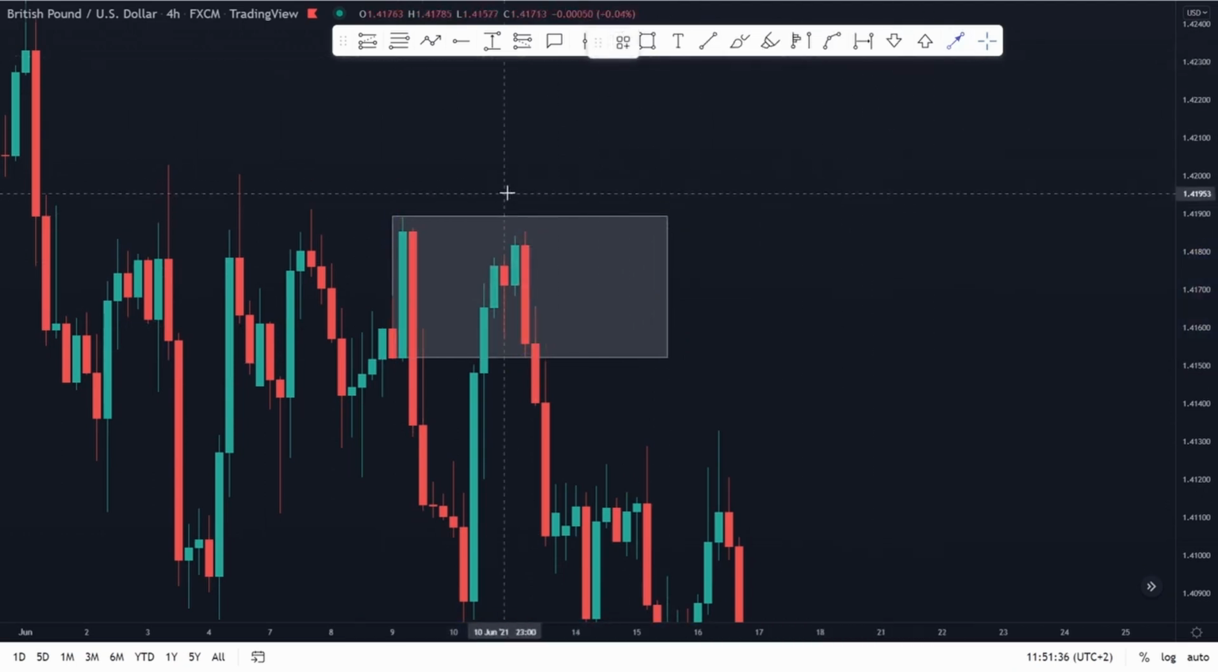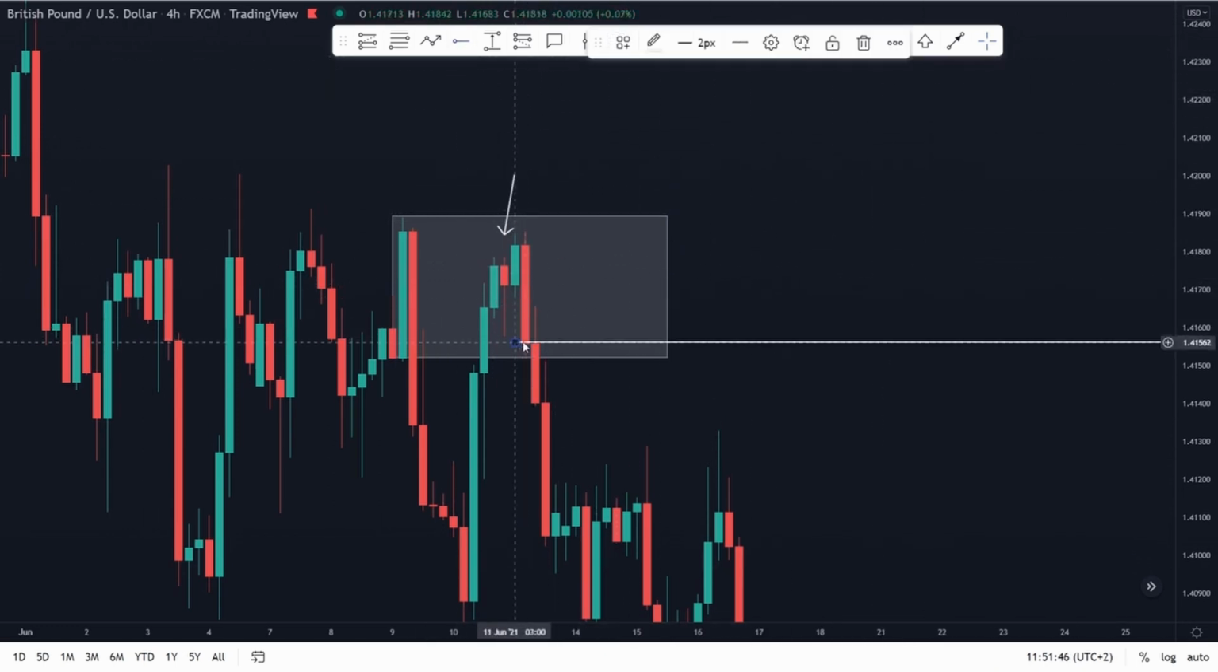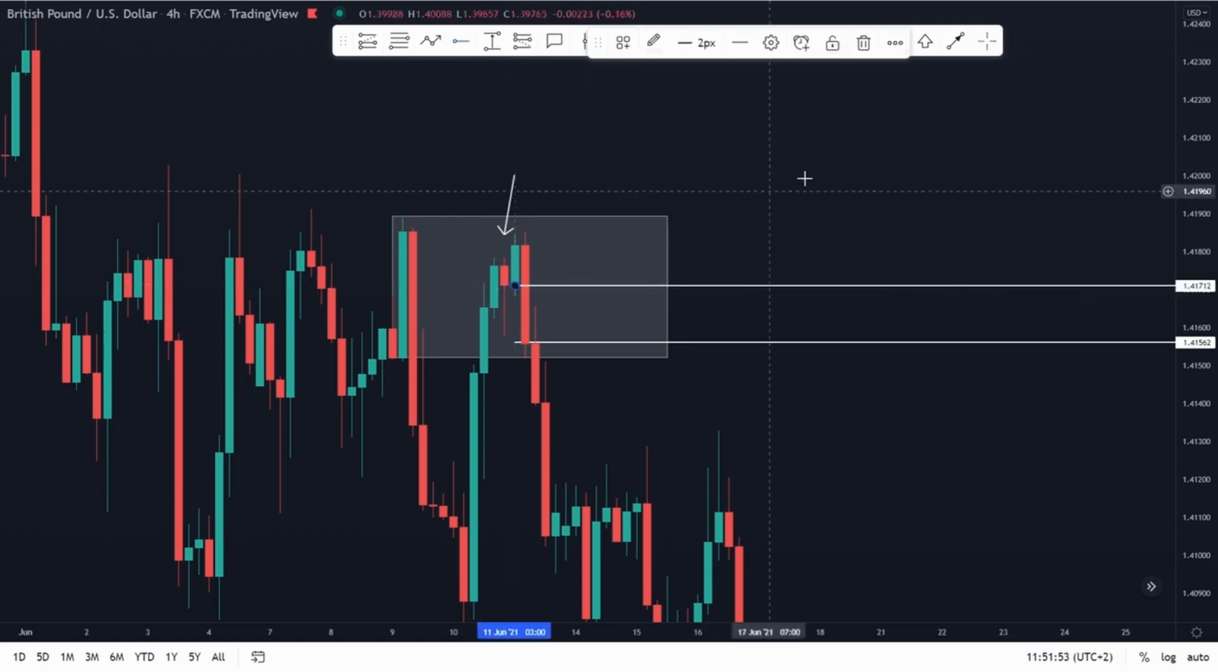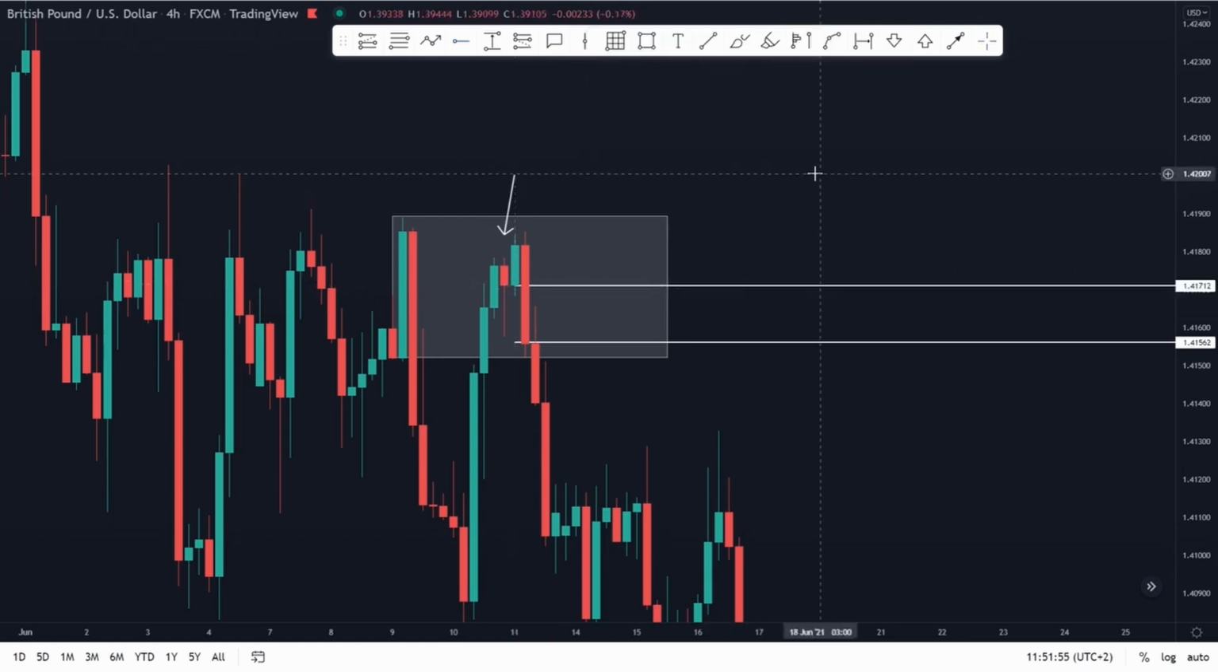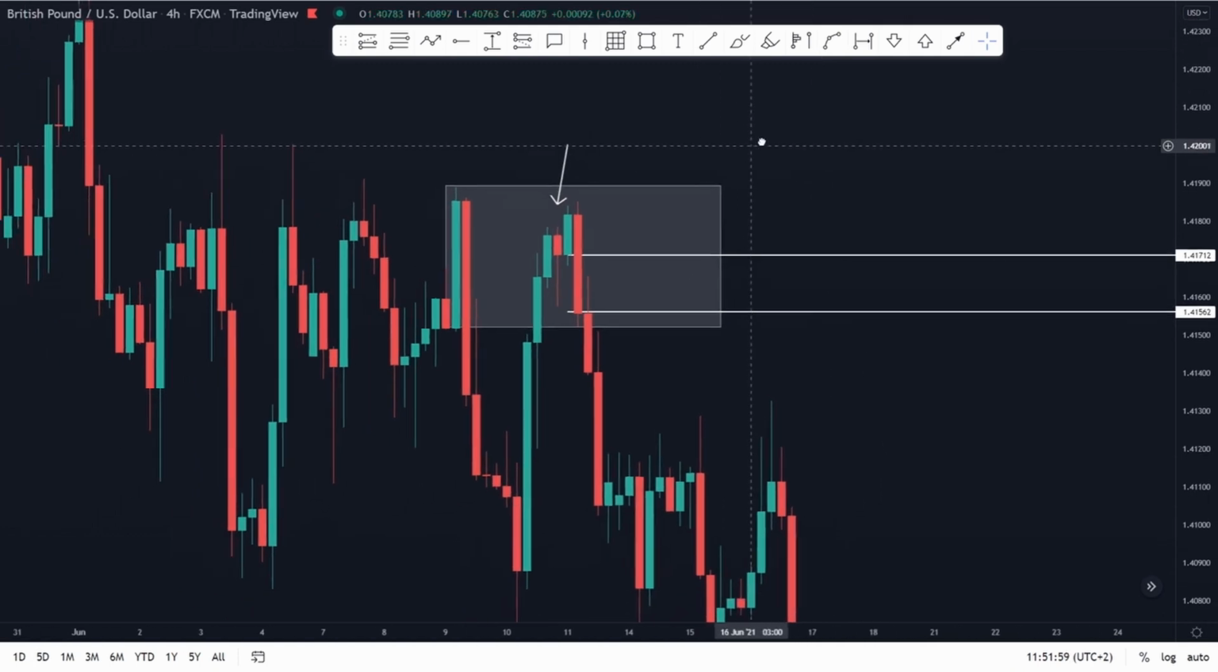Let's say, for instance, you missed this one, but then the market made an engulfing candle. So that means you enter here at the close, and then you put your sell limit order at the previous candle's open, the previous candle's open on the engulfing. So just know that.